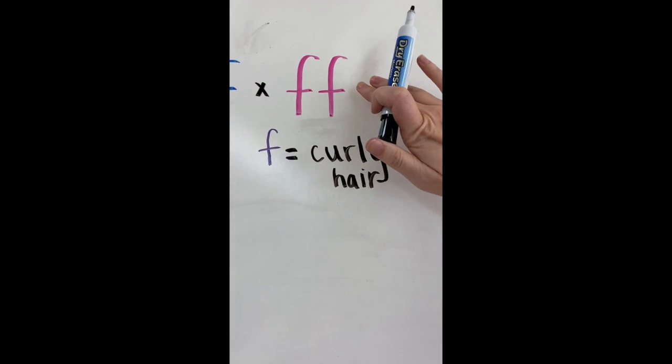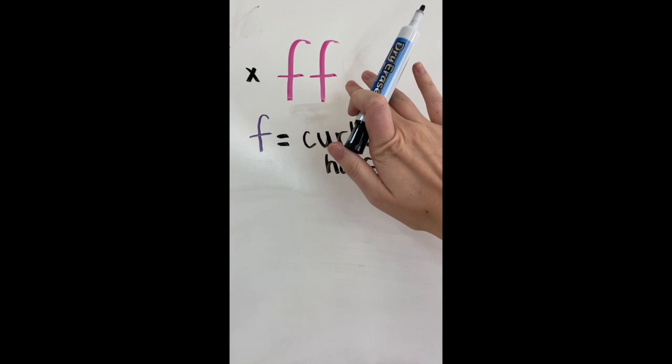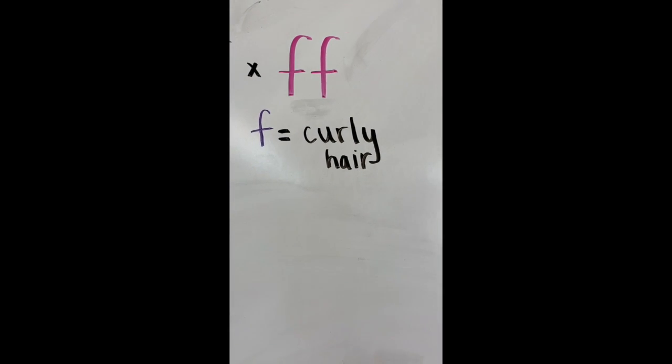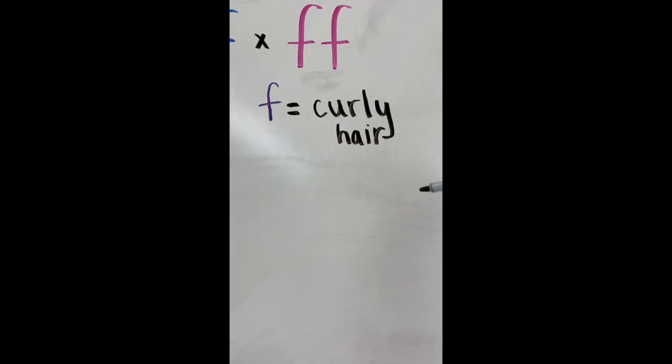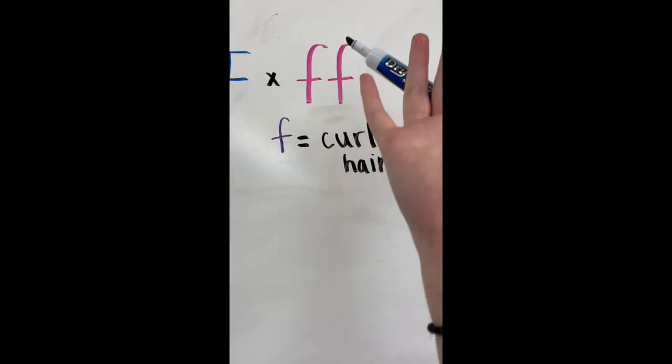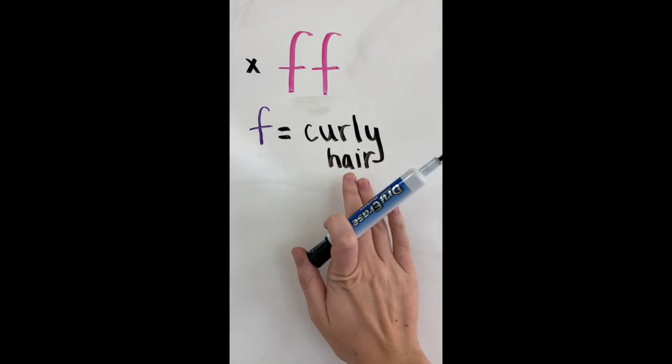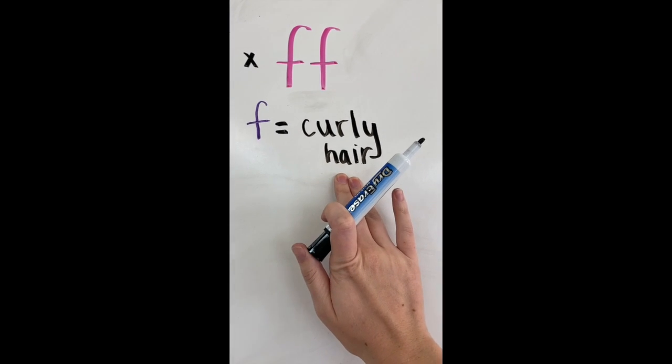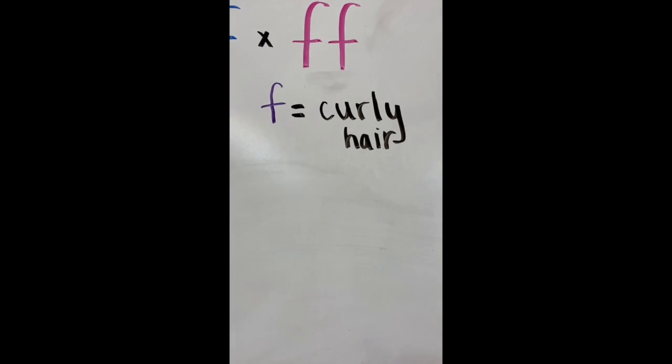If we look over here, we have our mother. She has a lowercase f and a lowercase f. We remember that lowercase means recessive, so it's only going to show up if that dominant allele isn't there, and in this case, she doesn't have any. So we're going to see that recessive trait in the phenotype, or in this case, curly hair.